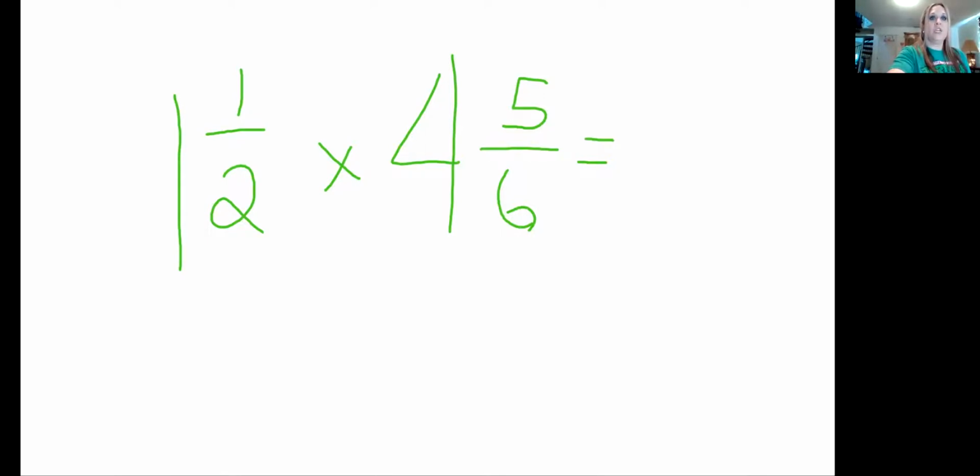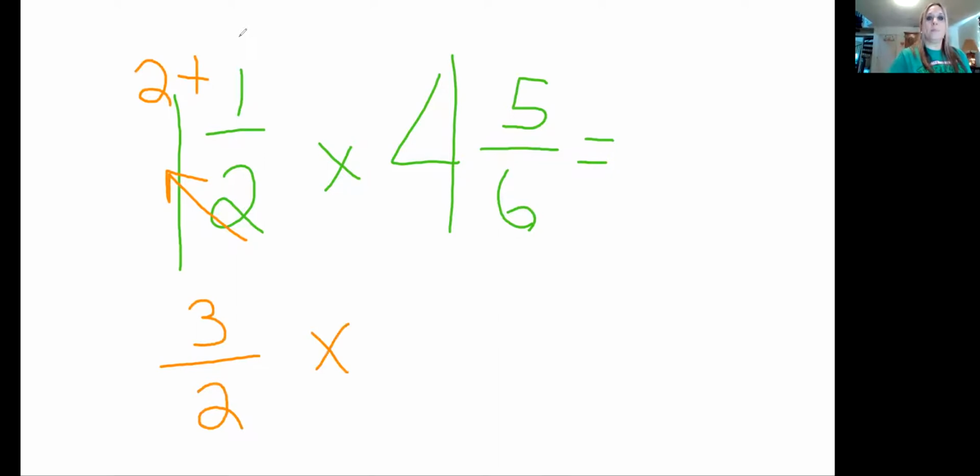Let's start with the 1 1/2. I would like to change that to an improper fraction by multiplying 1 times 2, which gives me the number 2, plus the numerator 1, which is 3. Therefore, 1 1/2 is equivalent to 3 halves. Okay, what about the next mixed number, 4 5/6? Well, let's do 6 times 4, 24, plus 5, 29 over 6.